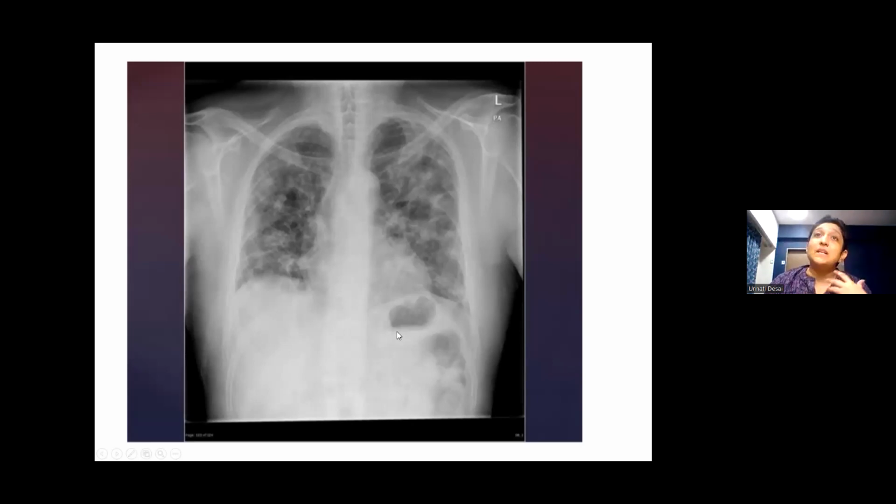There may sometimes, in advanced cases, be volume loss signs, like here, if you see the right diaphragm is elevated, the trachea is slightly shifting to the right side, because as the pulmonary fibrosis advances, and if it is unequal, a side may show signs of volume loss. As you see, this is an X-ray in a patient, probably done in ICU, and we can see an oxygen tubing also.